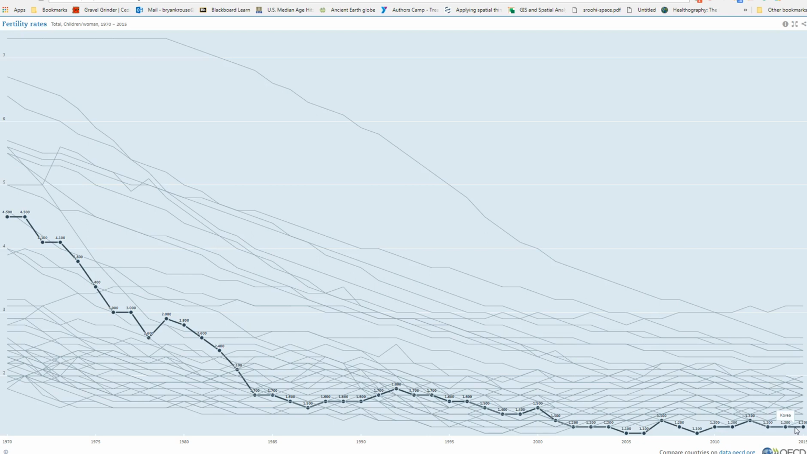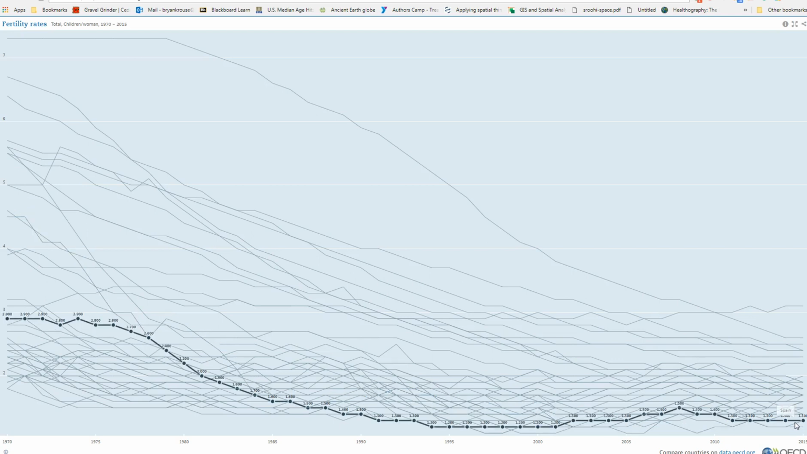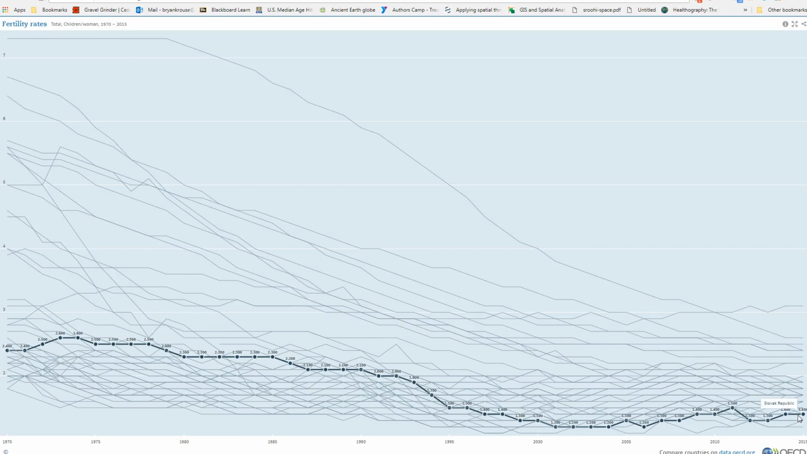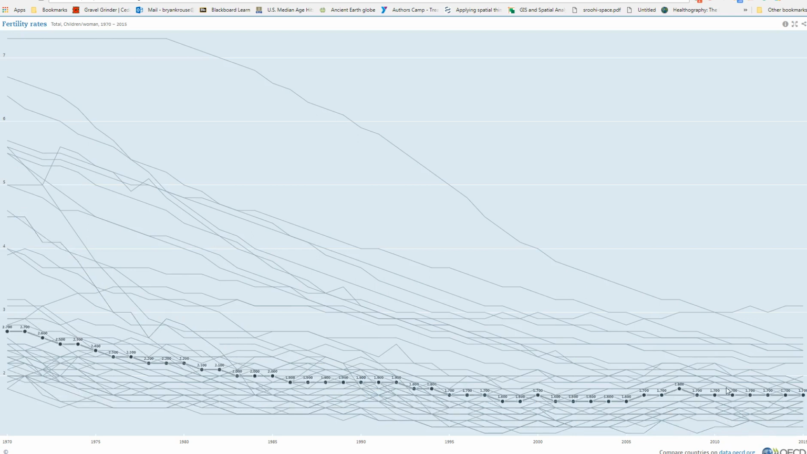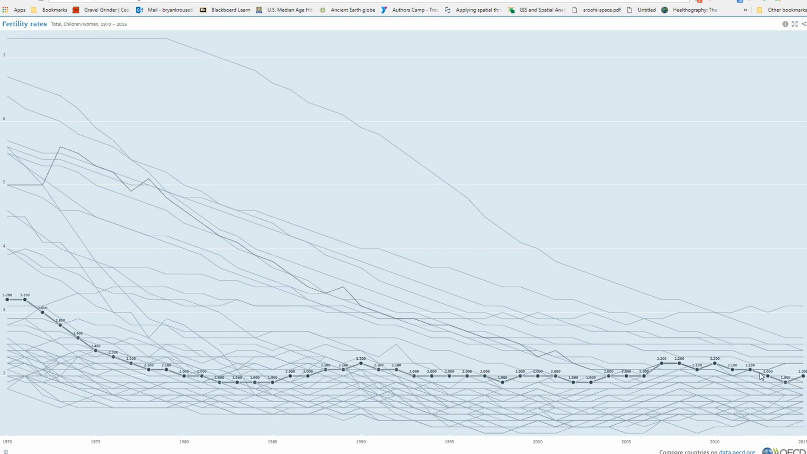This is probably South Korea, not North Korea. They're not going to be part of that. Spain, 1.3. So there are going to be some negative consequences. Look into what these negative consequences might be for countries that have very low total fertility rates.